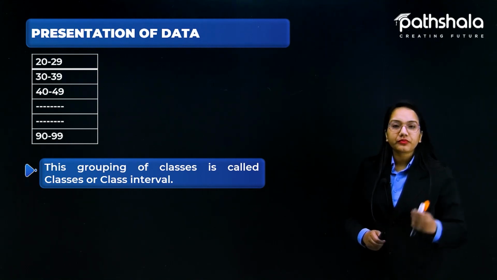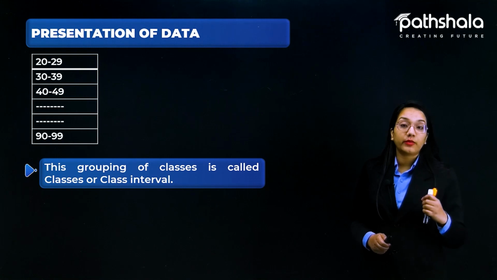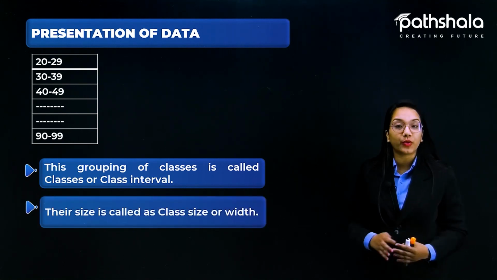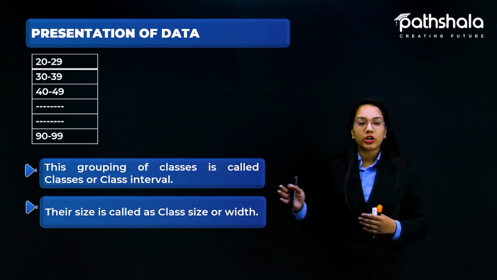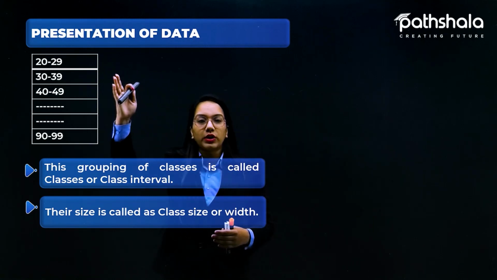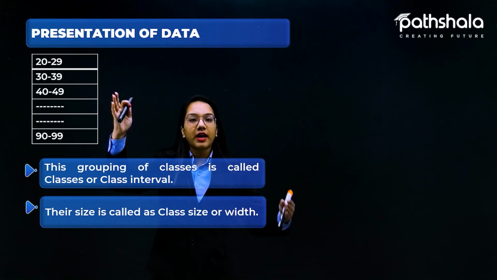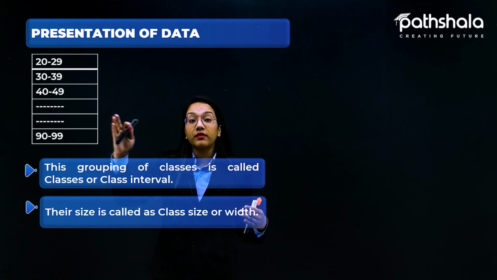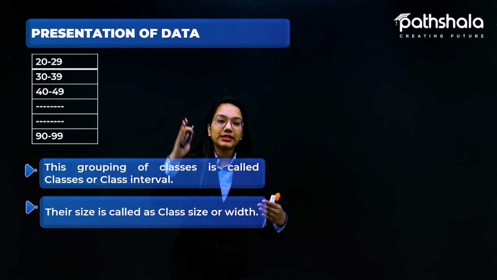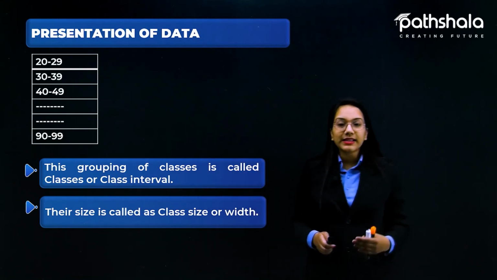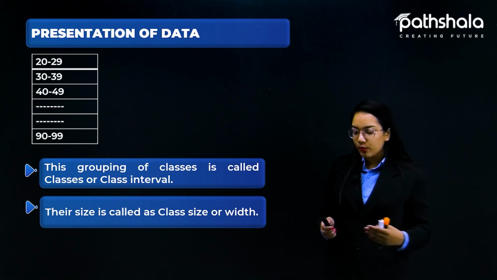Further, there is one more important thing related to the class interval, which is called the class size or the width. So what is the class size or width? If I'm talking about all these classes, from 20 to 29, from 30 to 39, from 40 to 49, the size of all the intervals is 10. This is called the class size or its width.